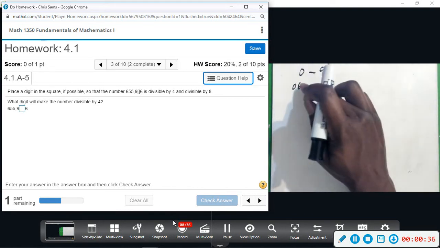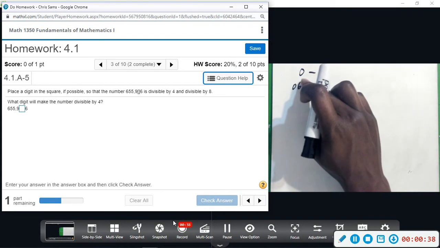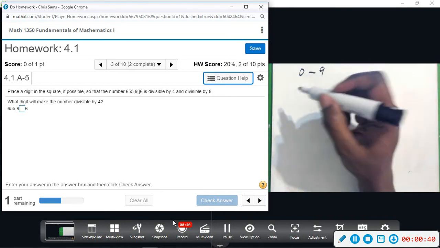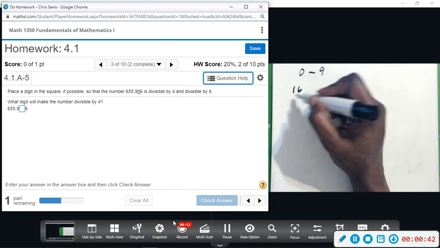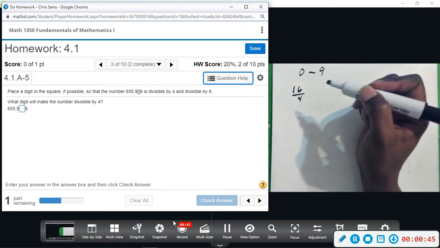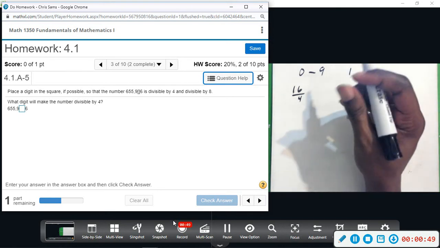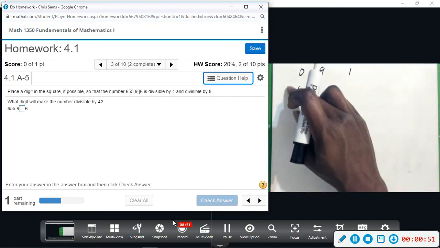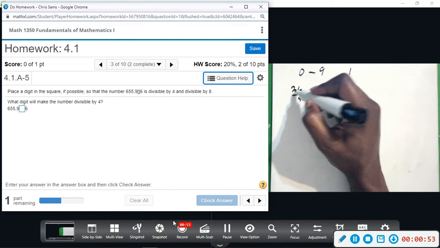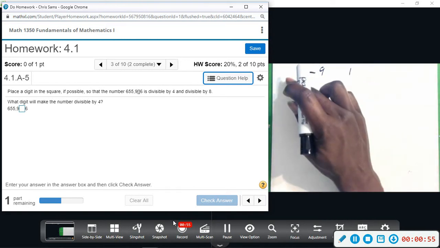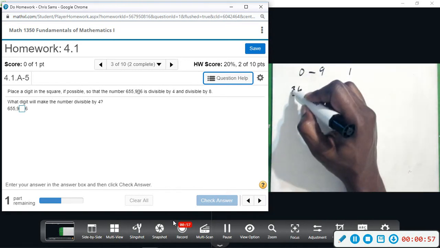Okay, so let's go with 16. Okay, 16 is divisible by 4. So 1 is a possibility. If we did 26, that one is not. 36 is.